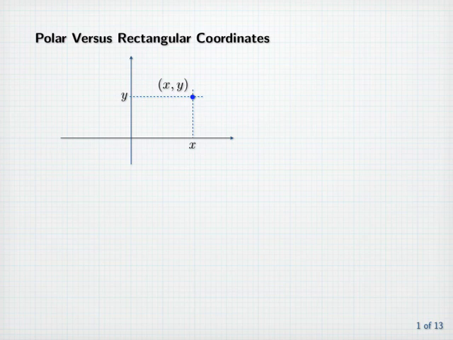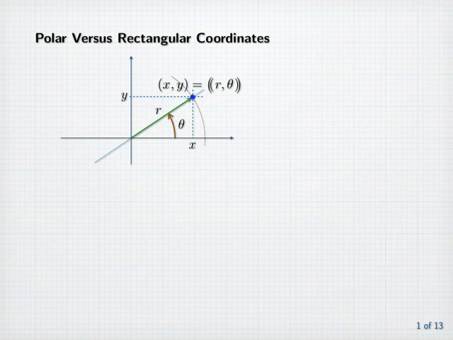Alternatively, a given point also lies at the intersection of a line through the origin and a circle centered at the origin. So we can associate each point in the plane with the radius r of that circle and the measure of the angle theta between the positive x-axis and the line through the point and the origin. So to each point in the plane we can assign a radius r and an angle theta, and we may label the point x, y alternatively as r, theta.